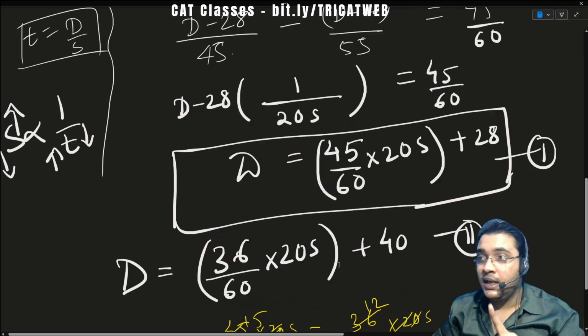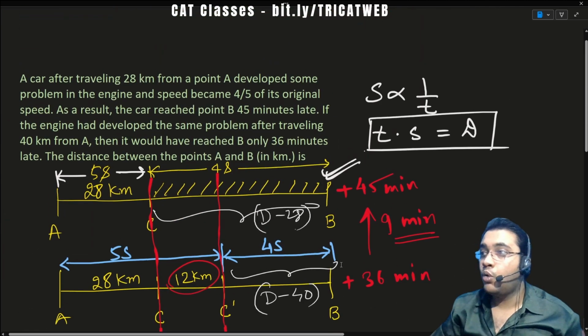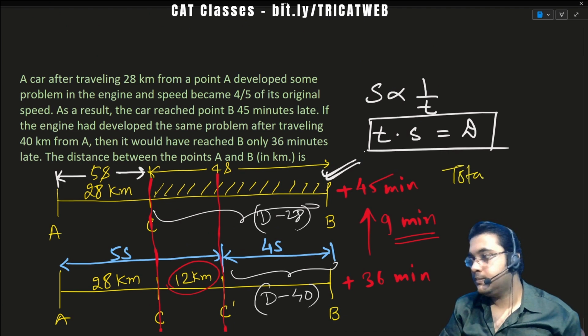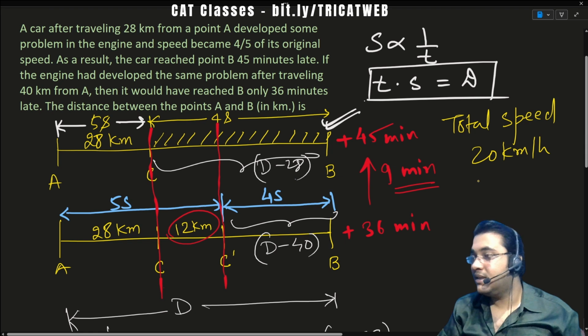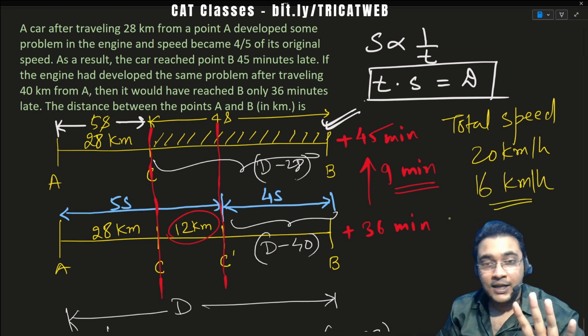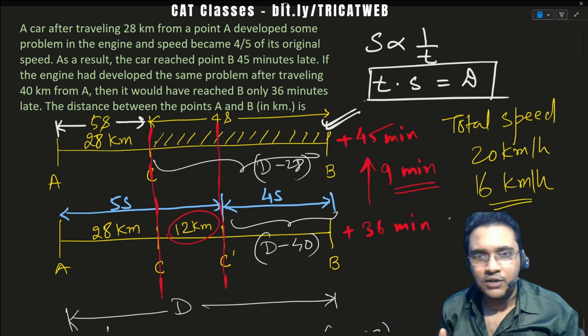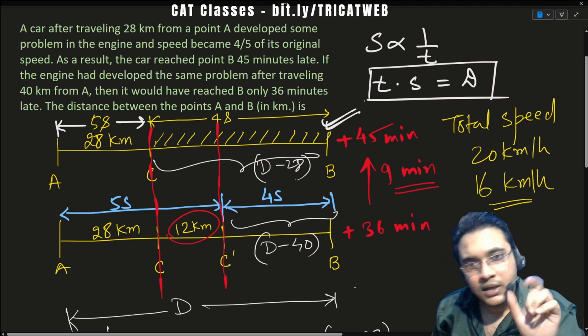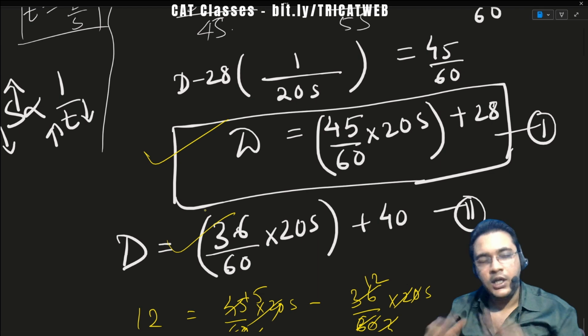But remember, we have assumed the total speed to be 5s. So the total speed would have been 20 kilometers per hour, and the reduced speed, that is going to be 4/5 of this, is nothing but 16 kilometers per hour. Now you may be thinking, sir, how does this help us in calculating the distance? Now since we have gotten the value of s, just plug it into any one of these equations, 1 or 2, you will get the answer.